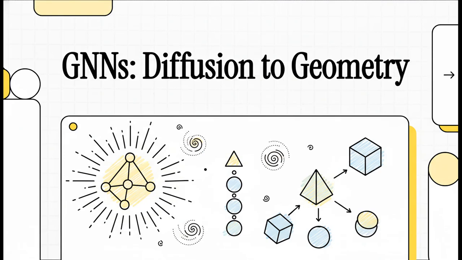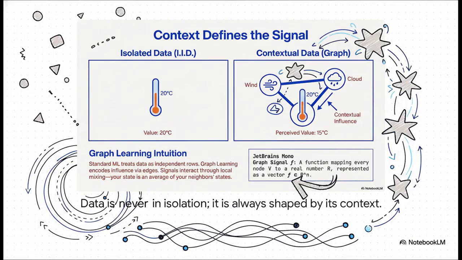You know, graph neural networks can feel like total magic, but what if I told you they're built on an idea that's as simple as a drop of ink spreading in water? Well, in this explainer, we're going to unravel GNNs right from the ground up, starting with that very first principle. Let's dive in.